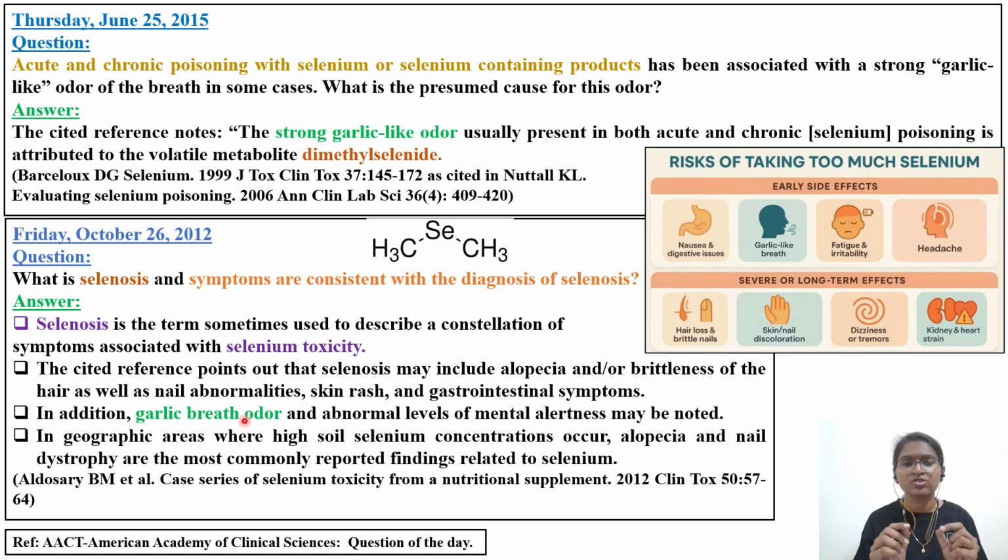And skin rashes also are there, and gastrointestinal symptoms. Okay, so the hallmarks you have to remember: alopecia, and nail abnormalities. In addition, garlic breath odor, abnormal levels of mental stress may be noted. One thing you have to remember, metal fume fever is there, no? One question with respect to metal fume fever also you'll get in the exam. That is also associated. One of the metals is selenium also. In geographical areas where high soil selenium concentration occurs, alopecia and nail dystrophy are the most commonly reported findings related to selenium. Okay, so we'll see one diagram.